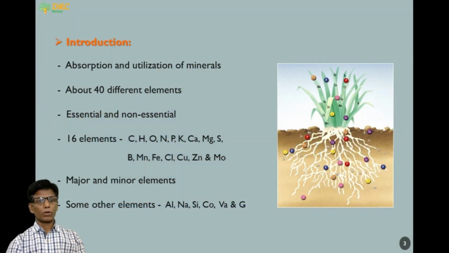We know that for the normal growth and development of the plants, they require elements. These elements are absorbed from the soil through the roots. Then these absorbed elements are distributed in all the parts of the plant body where they are utilized. This absorption and utilization of minerals is called as mineral nutrition. In the plants, about 40 different elements are found. Among these elements, some are essential and some others are non-essential.